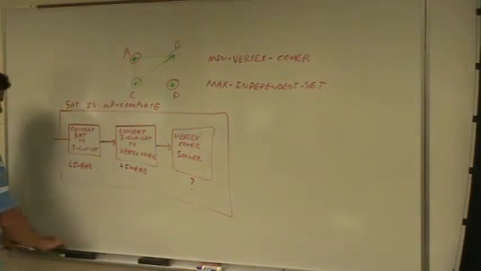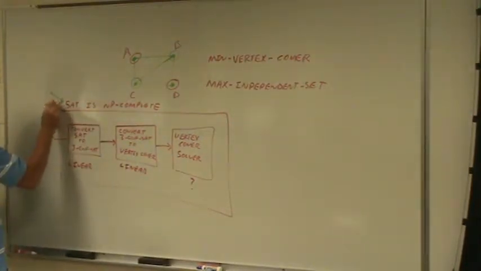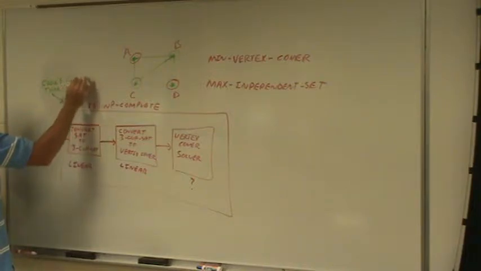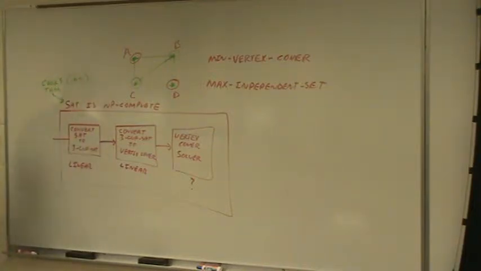And this is Cook's theorem. From 1971. And the theorem is that the satisfiability problem is NP complete. So it can't be solved in polynomial time. But we're looking at a solution for it right now.